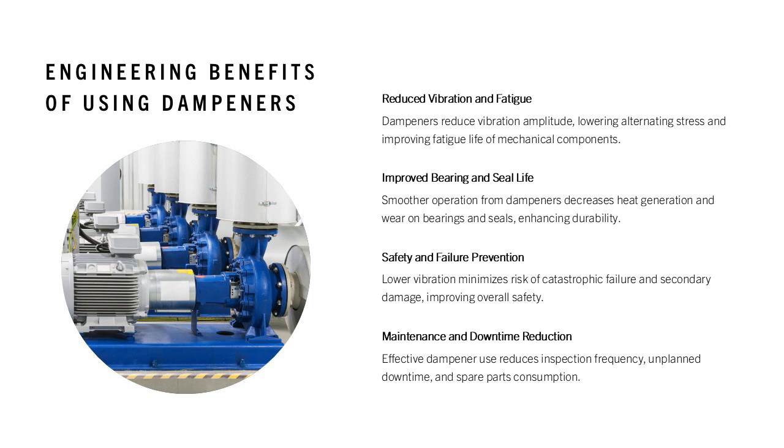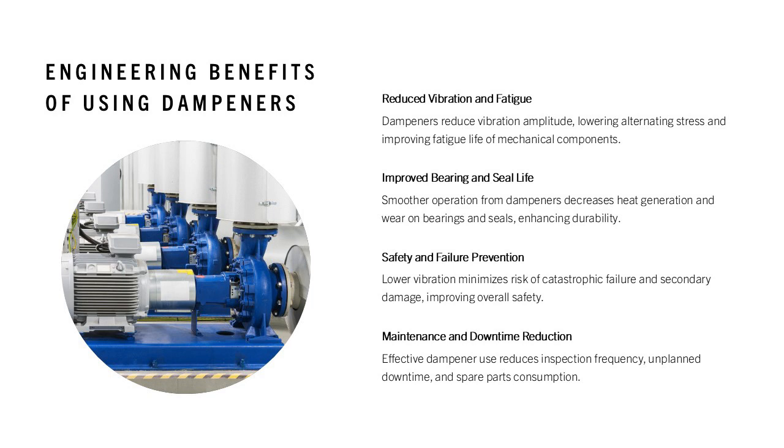The benefits of vibration dampeners are best expressed in engineering outcomes. Reduced vibration amplitude lowers alternating stress, directly improving fatigue life of shafts, welds, and fasteners. Bearings and seals benefit from smoother operation, reducing heat generation and wear. Lower vibration also improves safety by reducing the risk of catastrophic failure and secondary damage.